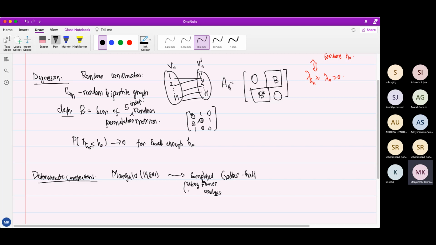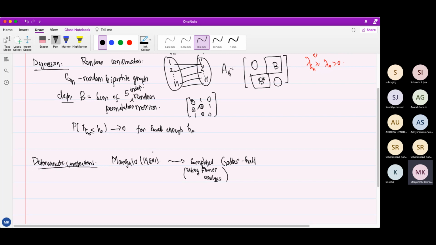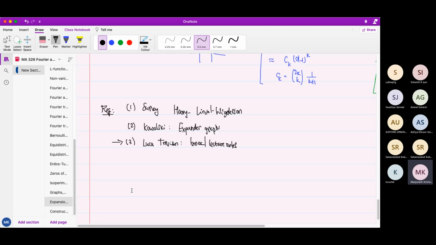It's not only simplification, they contributed more. It was a big simplification, but also it was more quantitative. The H naught in Margulis was not explicit. You get an explicit small H naught for Gabber and Galil. But the presentation I will take from the book I mentioned, look at Ravison's book, where it's nicely presented.